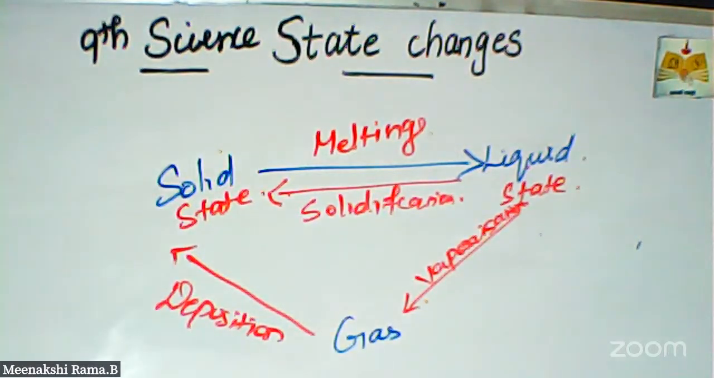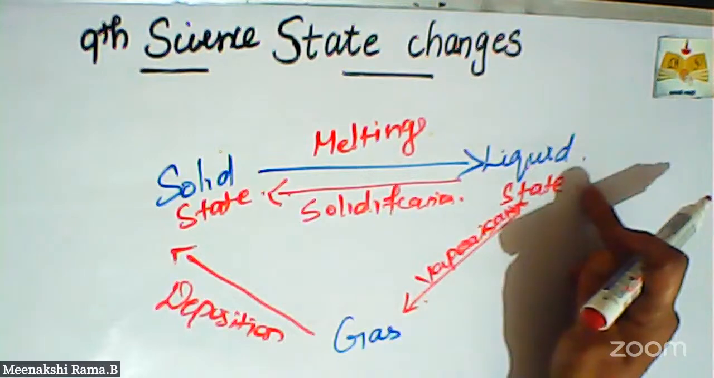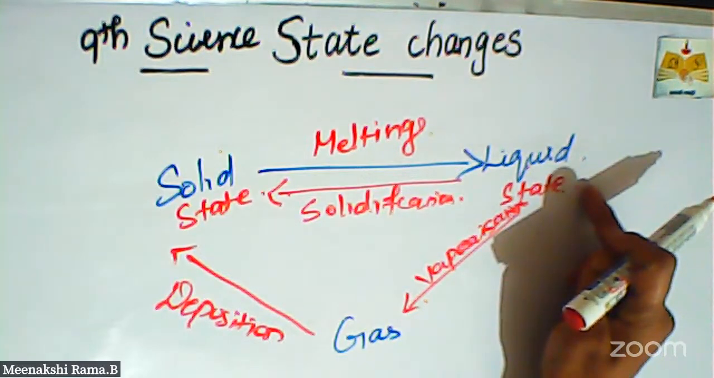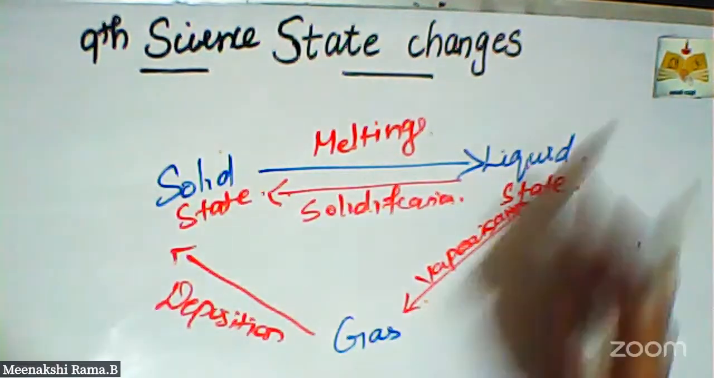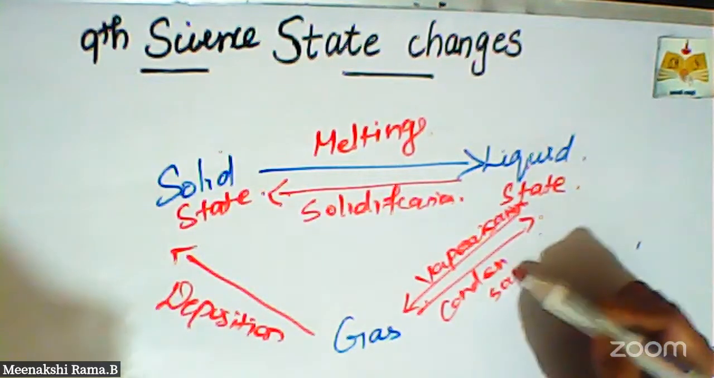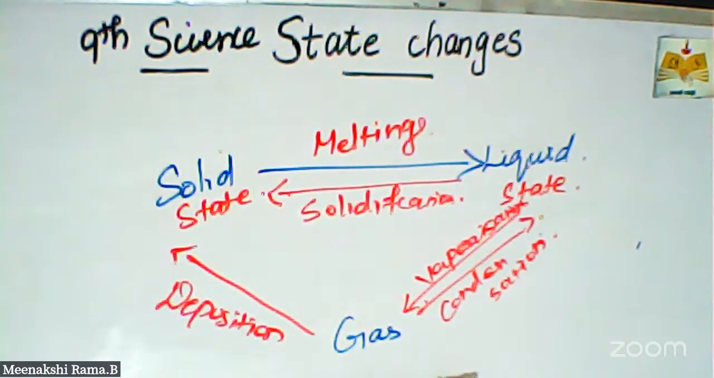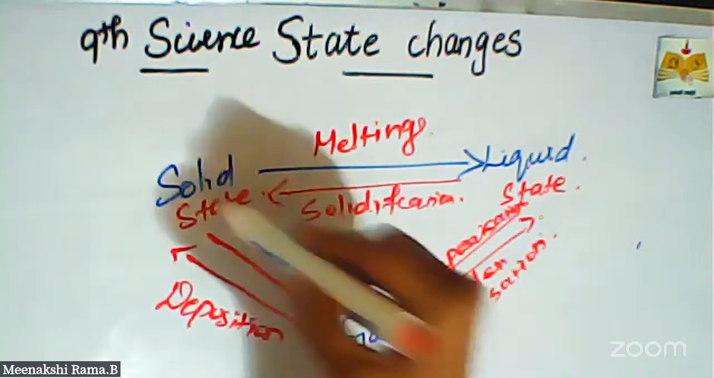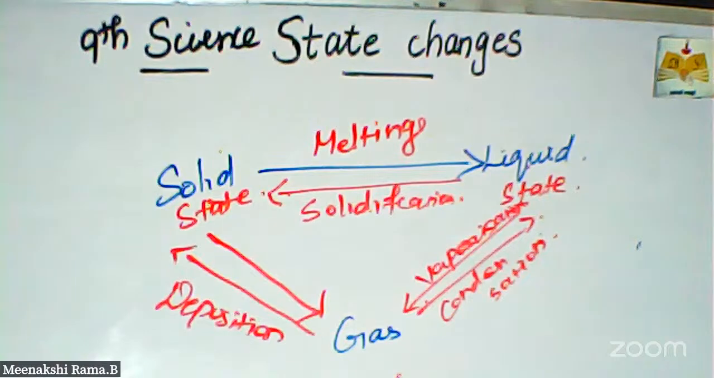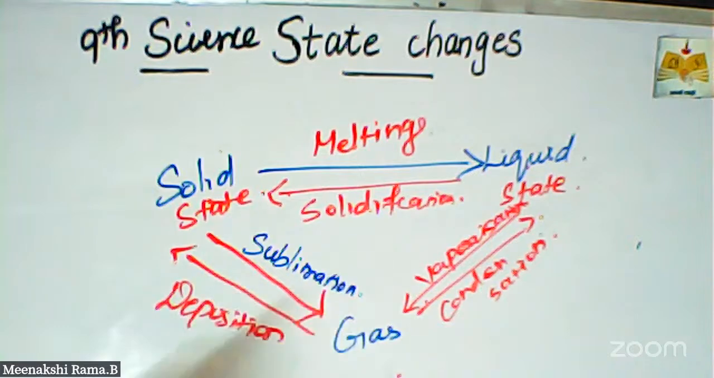And then, the gas is changed into liquid state. That is called condensation. Gas is changed into liquid. This process is called condensation. These three are reversible processes. Solid is directly changed into the gas state, that is called sublimation. First thing, solid state is changed into liquid state, that is called melting.